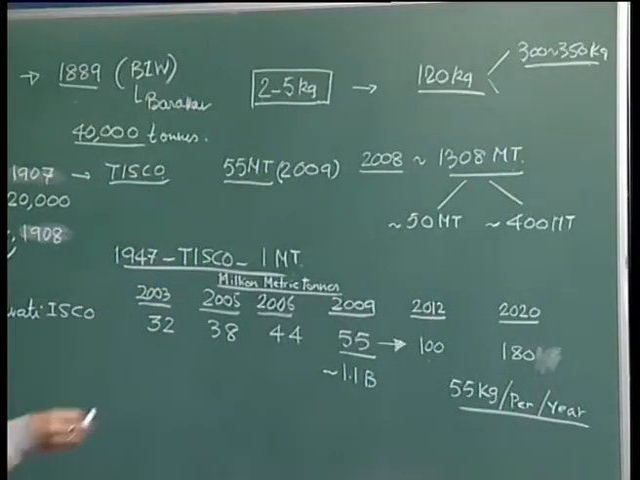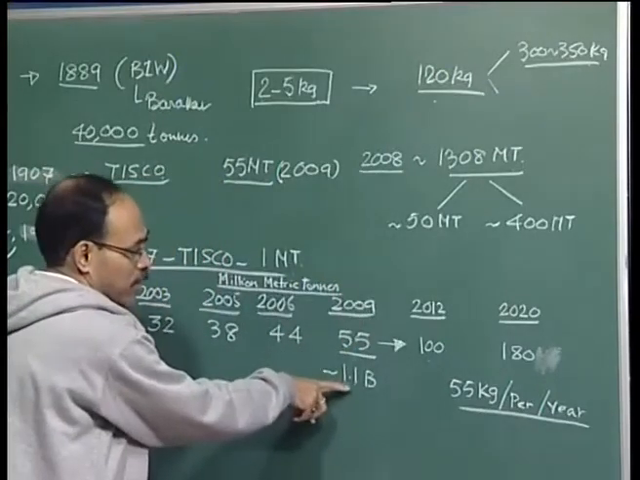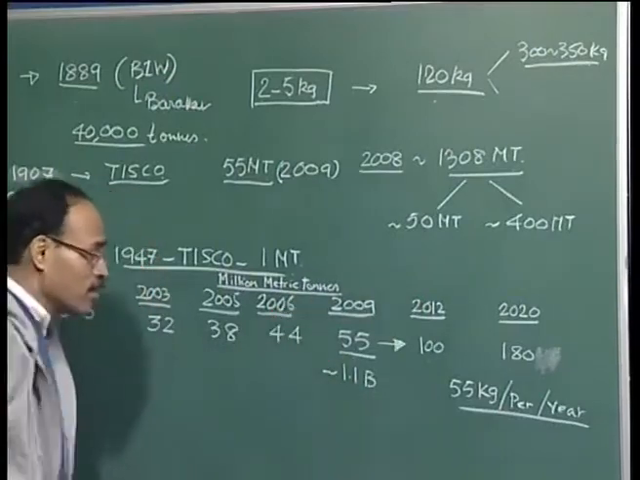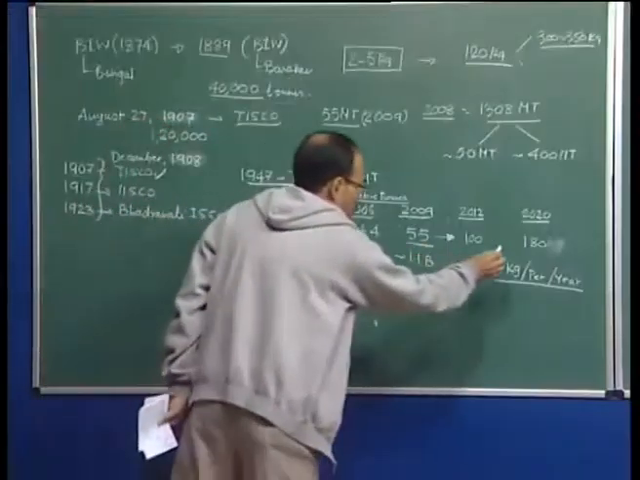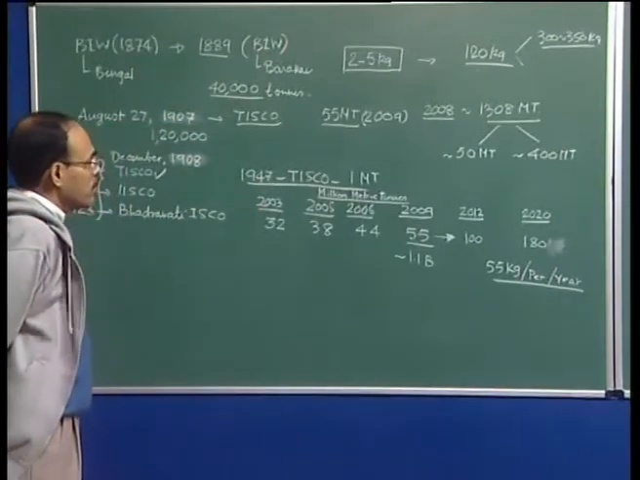Even if you go up to the global average of 120 kg, you can imagine that 1.1 billion, and maybe by 2020 we will be 1.3 billion. So 180 from that point of view is even less, okay.